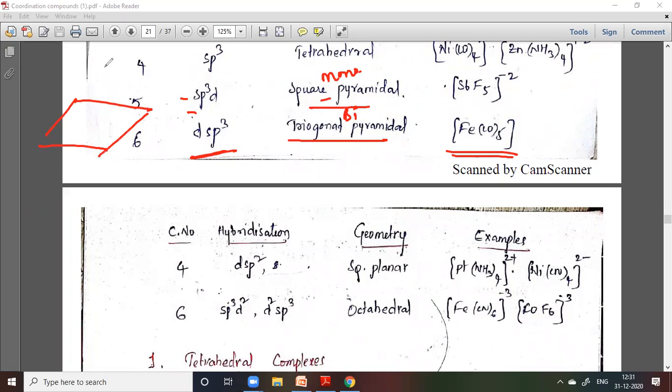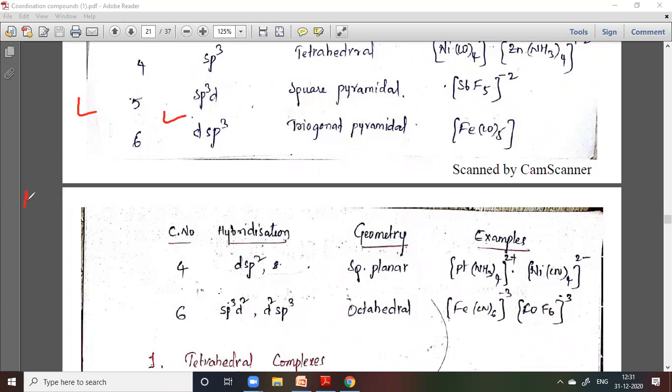There is a square, and one ligand on top, right? The structure will be like this. Ligand and ligand and ligand and ligand, with one ligand on top, and the central metal ion like this. Ligand and ligand, one ligand here, one ligand here, and one ligand on top. This is the square pyramidal structure, exactly like this. There is a square, and one ligand on top.